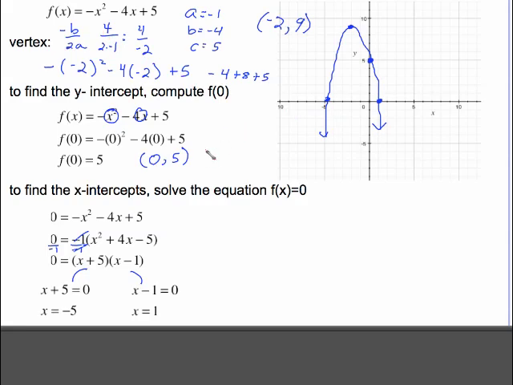Let me review again why we do what we do to find these intercepts. We are computing f of 0 to find the y-intercept because the y-intercept has an x coordinate of 0, and when you're doing f of 0, you're letting x equal 0. Same idea down here when you are doing the x-intercepts, then the y value is 0. So we set this equal to 0 because this is my f of x, and we know that f of x is the same as y.